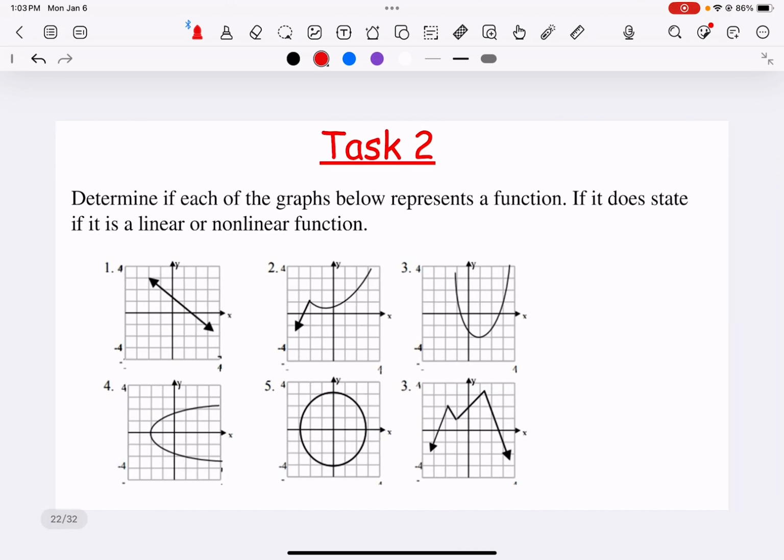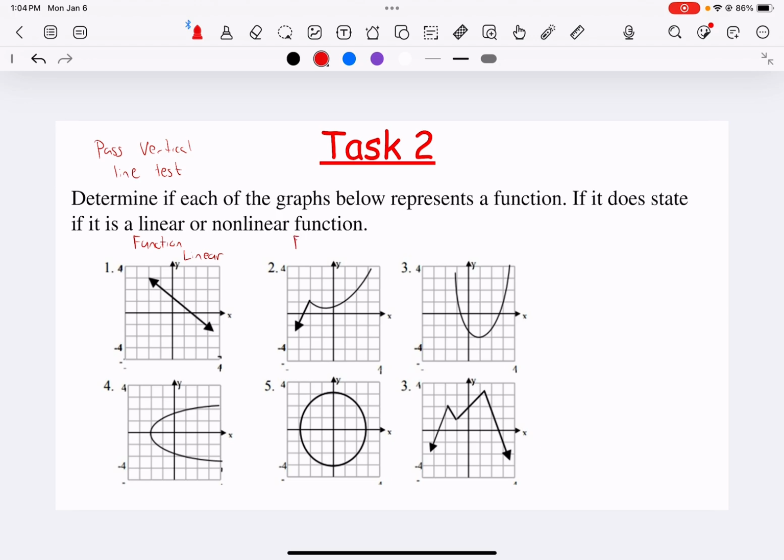I want to determine if each of the graphs below represents a function. If it does, we have to state if it's linear or nonlinear. In order for a graph to be a function, it has to pass the vertical line test. That means that every vertical line can only touch my graph one time. So number 1 is a function because it passes the vertical line test. And since it's a straight line, it is a linear function.